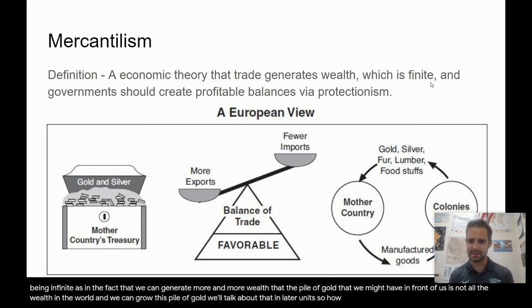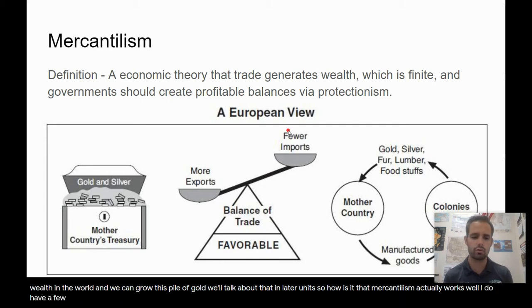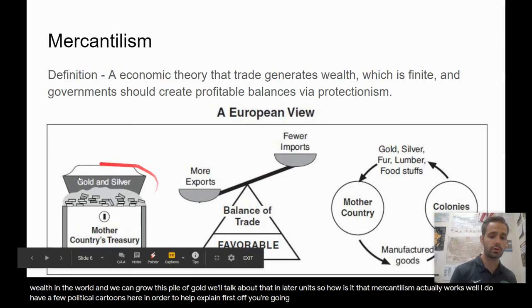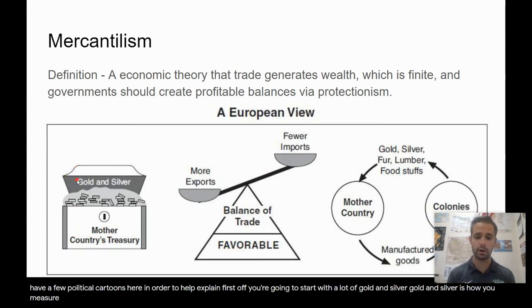So how is it that mercantilism actually works? Well, I do have a few political cartoons here in order to help explain. First off, you're going to start with a lot of gold and silver. Gold and silver is how you measure wealth. Gold and silver is good. That's what people want.